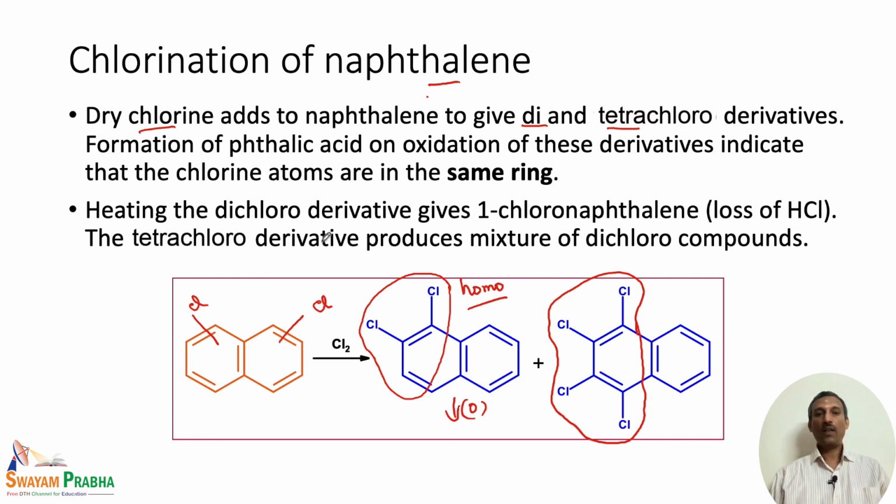And when we heat this dichloro derivative, we actually get 1-chloronaphthalene by the loss of HCl, and the tetrachloro derivative actually gives a mixture of dichloro compounds.